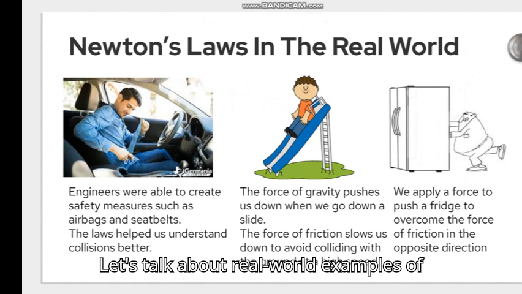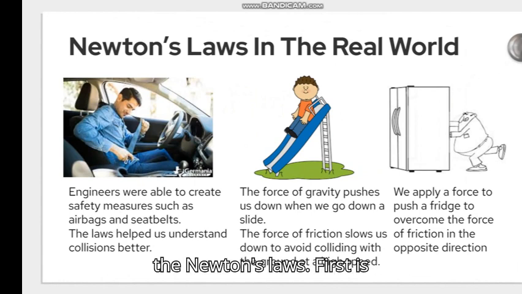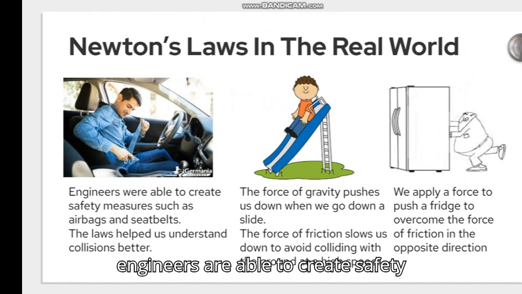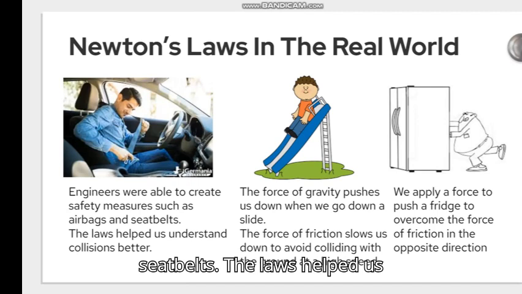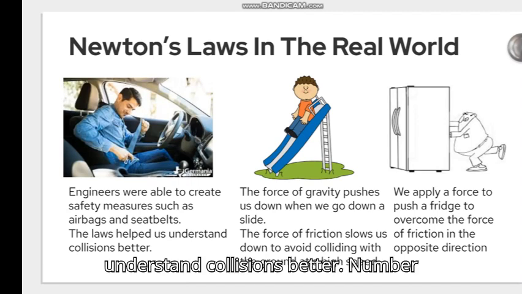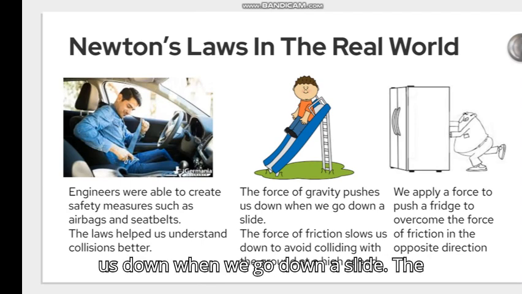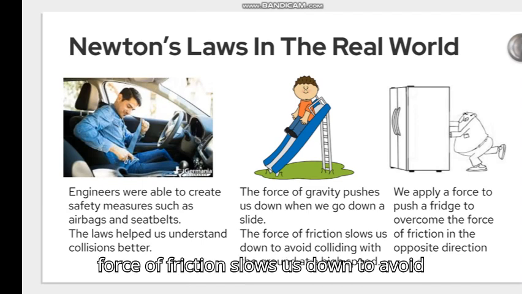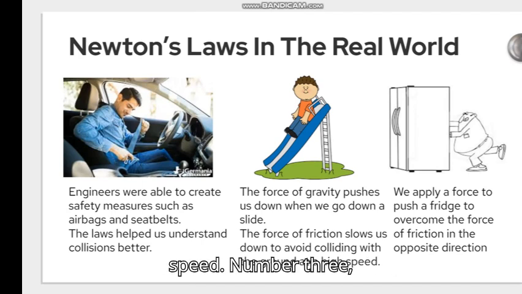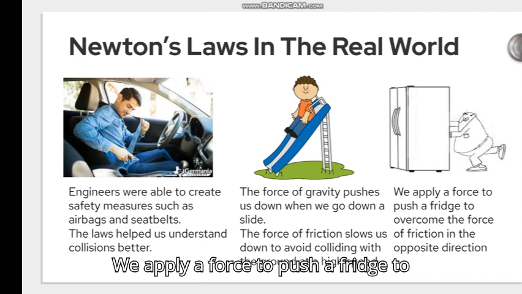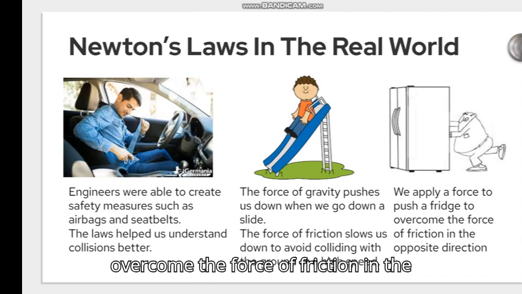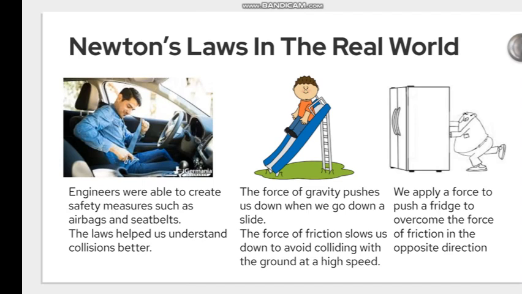Let's talk about real-world examples of Newton's laws. First, engineers are able to create safety measures such as airbags and seat belts. The laws helped us understand collisions better. Number 2, the force of gravity pushes us down when we go down a slide. The force of friction slows us down to avoid colliding with the ground at a high speed. Number 3, we apply a force to push a fridge to overcome the force of friction in the opposite direction.